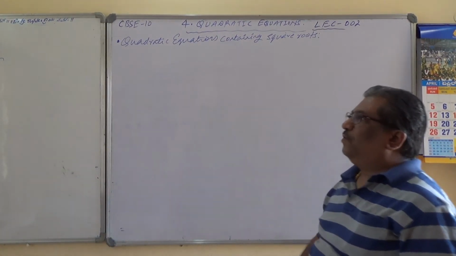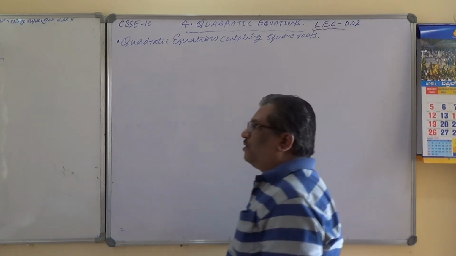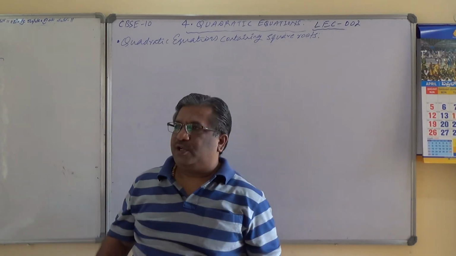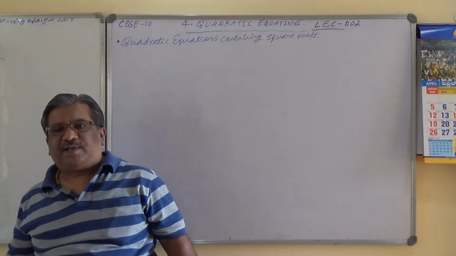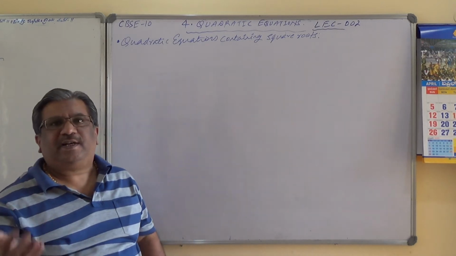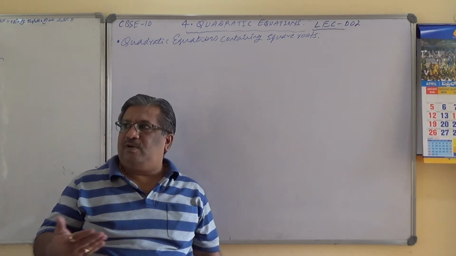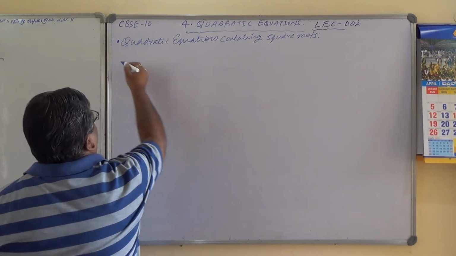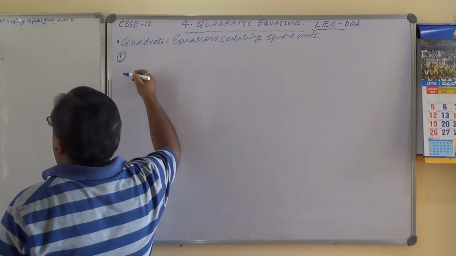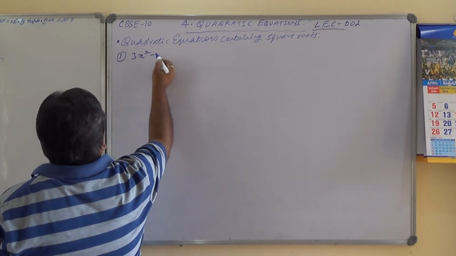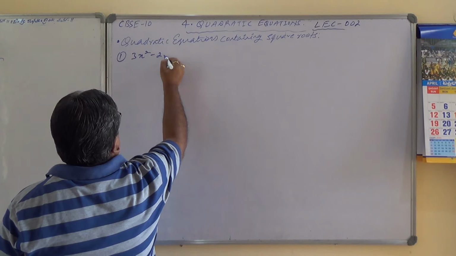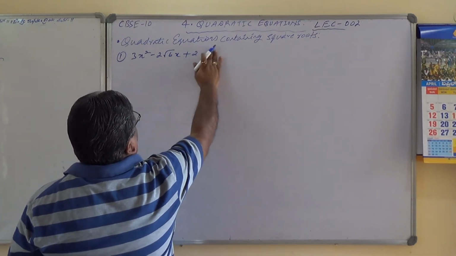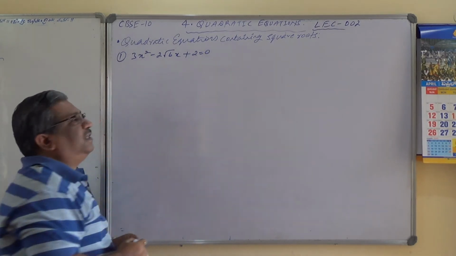Example number 5, find the roots of the quadratic equation. Whatever values of x that we are finding are nothing but the roots, because if we substitute these values into the equation, the equation will get reduced to 0, and therefore these are called roots basically. So let us see one question here. First one in this case, 3x square minus 2 root 6x plus 2 equals 0. How do you solve these things?